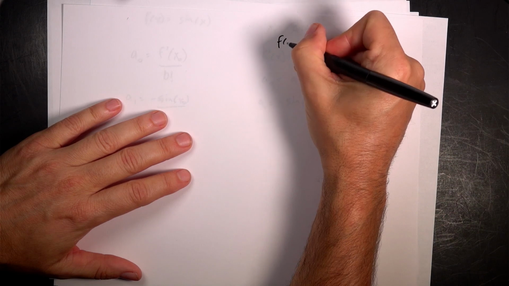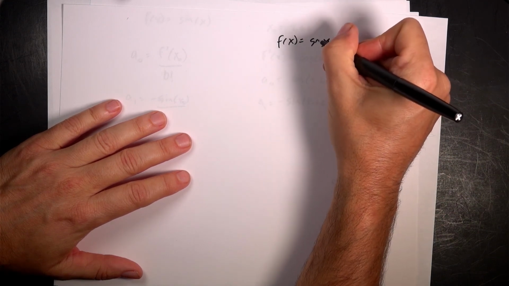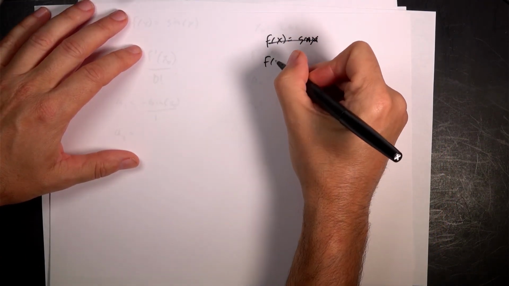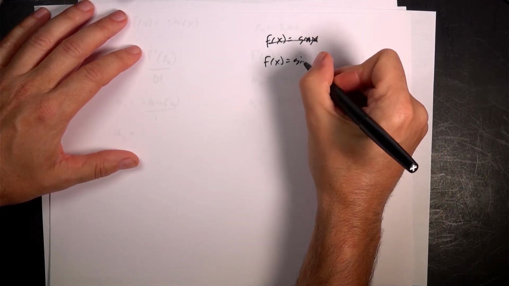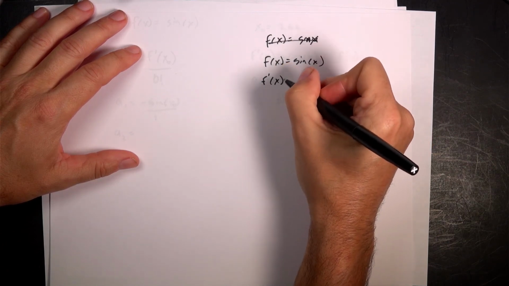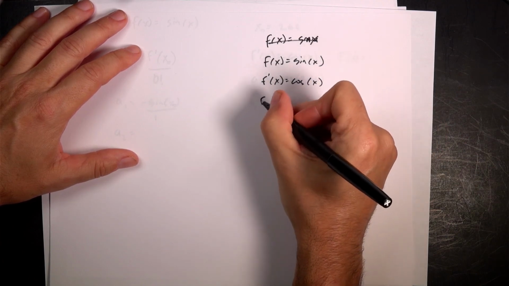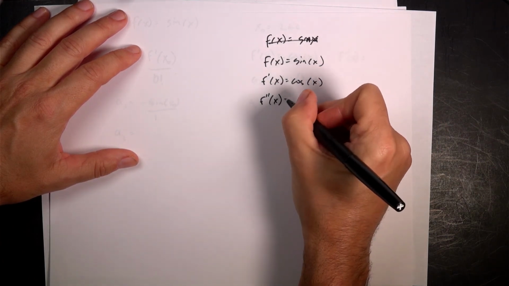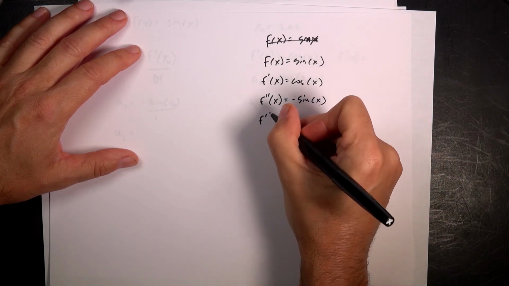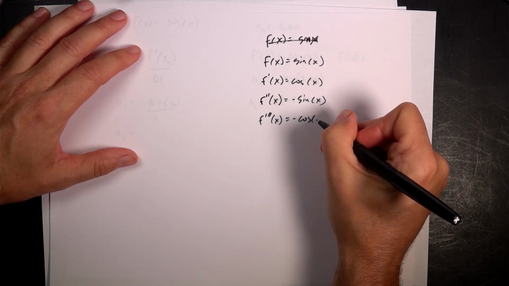So I have f of x is sine of x. F prime of x is going to be equal to cosine of x. F double prime of x is negative sine of x. F triple prime of x is negative cosine of x.